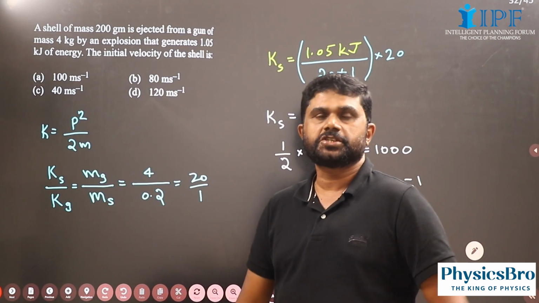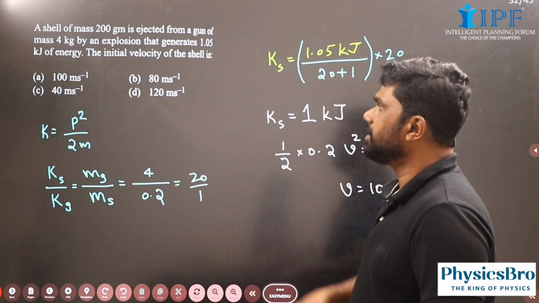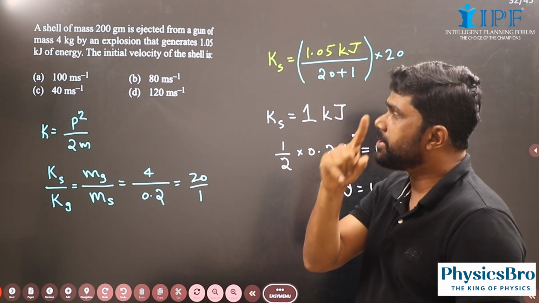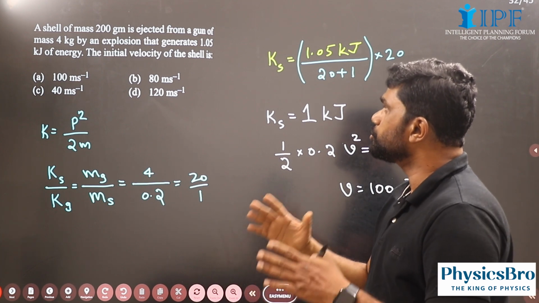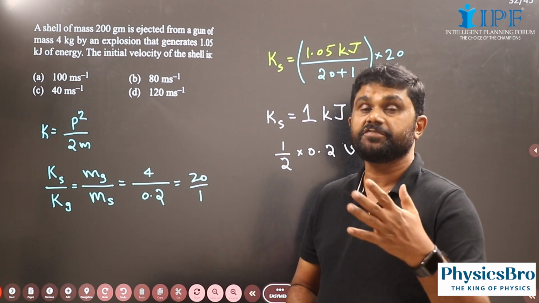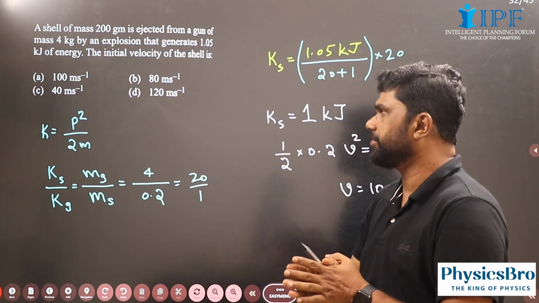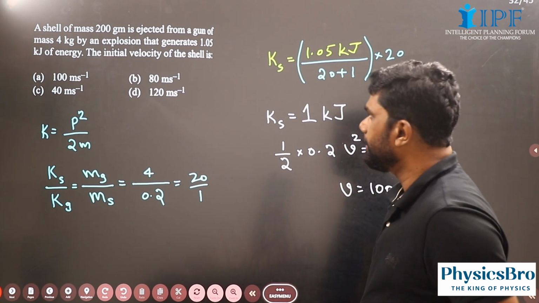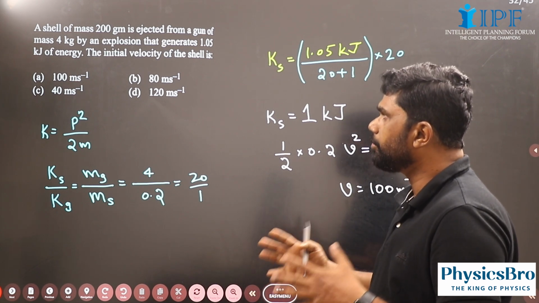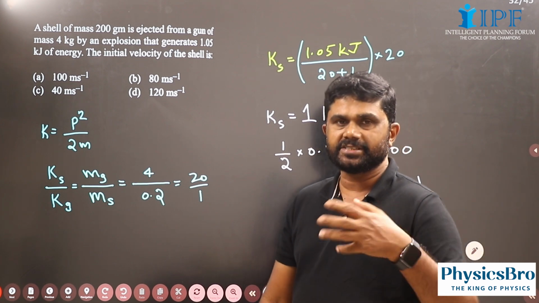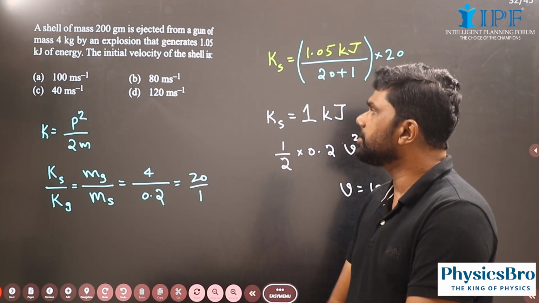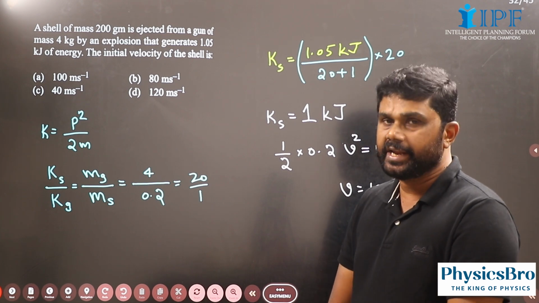Okay children, see, we have a shell of mass 200 gram ejected from a gun of mass 4 kilogram by an explosion that generates 1.05 kilojoule of energy, means 1050 joule. Okay, the initial velocity of the shell is, means after traveling some time, its velocity will definitely get reduced. That's why we have to find out the initial velocity. See, this is really beautiful.